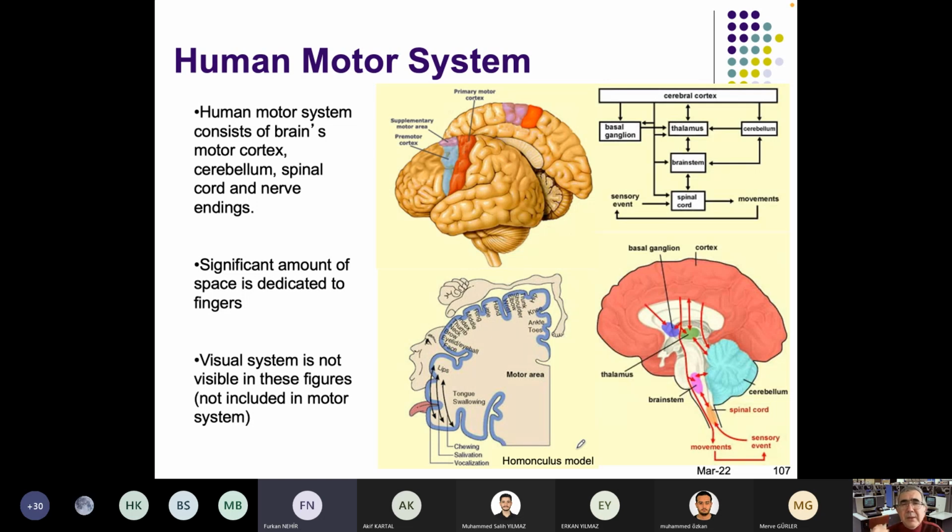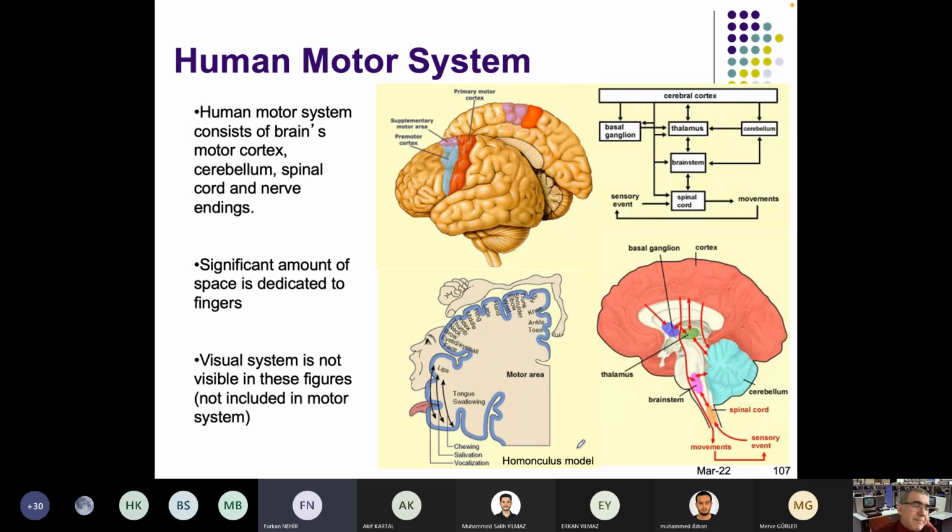We have a sensory system and we have a motor system. Sensory cortex and motor cortex. Sensory cortex is somewhere here. Motor cortex is another place. And there are places allocated for the organs. As you see, organs that have high bandwidth, high capacity for information, have more area allocated in the brain.